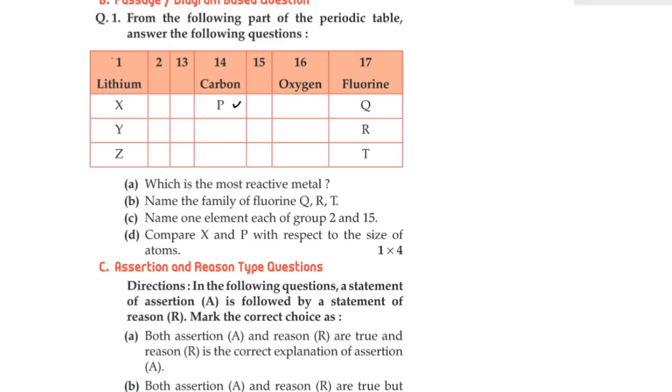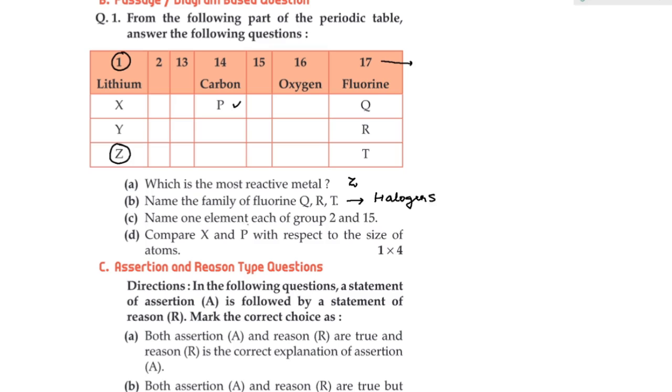So we know that in group 1 we have been given some elements X, Y, Z. As we move top to bottom in a group, the metallic character increases. So the answer for the most reactive metal is Z. Clear? Name the family of fluorine. Here, the 17th group, in which Q, R and T are given, is also called halogens. So it belongs to the halogen family.